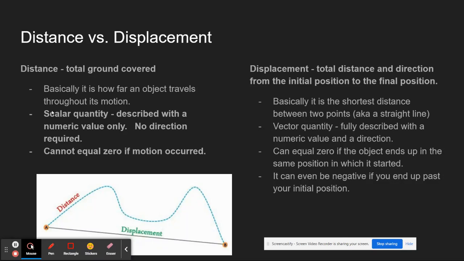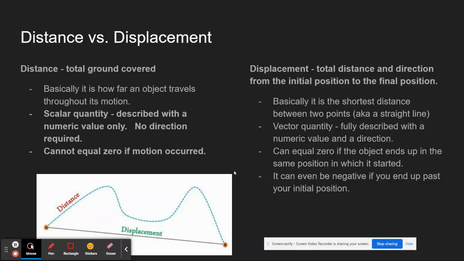Now, here's a new term. Here's a vocab term we're going to need to know. It's a scalar quantity. That sounds scary. That sounds weird. Like, scalar, to have scales? I don't know what that means. Basically, in physics, a scalar quantity only has to have a number with it. You only have to have a magnitude, just a numeric value. There's nothing else required, no direction. And it can never equal zero, as long as motion occurs and you travel a specified distance.